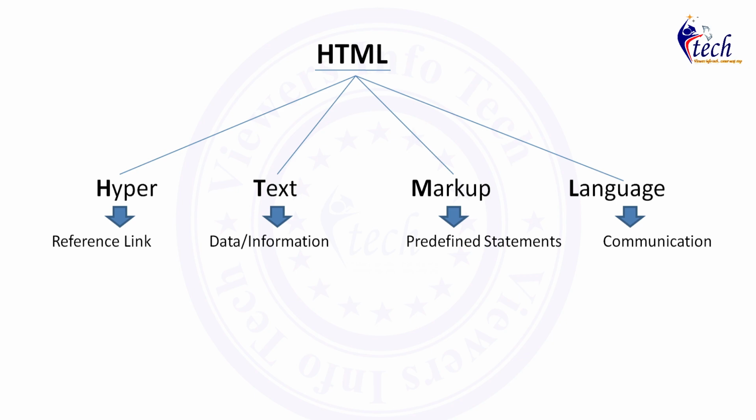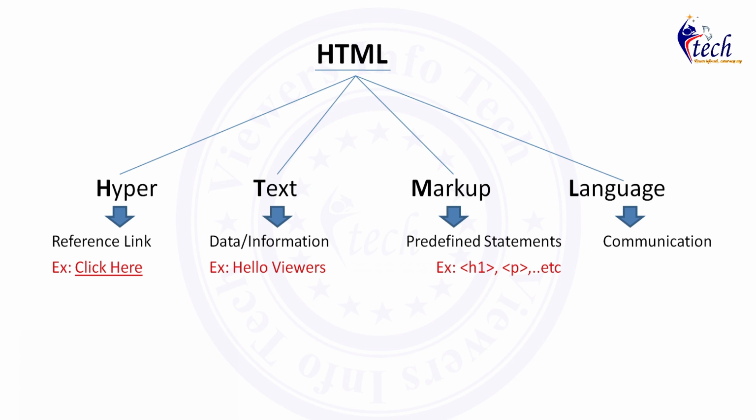Next, coming to the text. Text means in HTML we can write data or information on an HTML page. And next, coming to the markup. In HTML we have many different statements like div tags, h1 tags, paragraph tags. We have many tags. We will discuss these tags in upcoming sessions. And next, coming to the language. You know what the meaning of language is? Communication, right? And next, we will see examples of hypertext markup language.